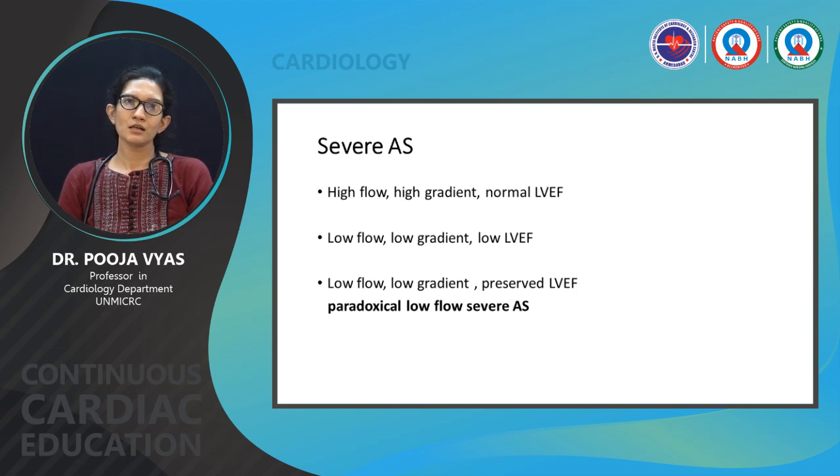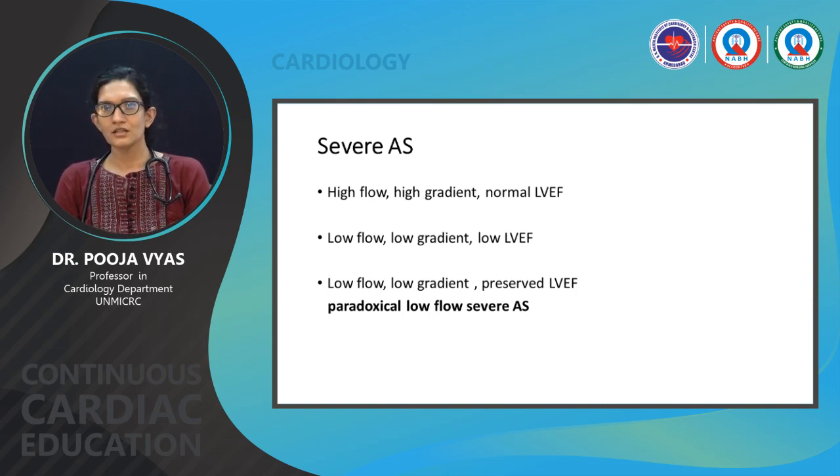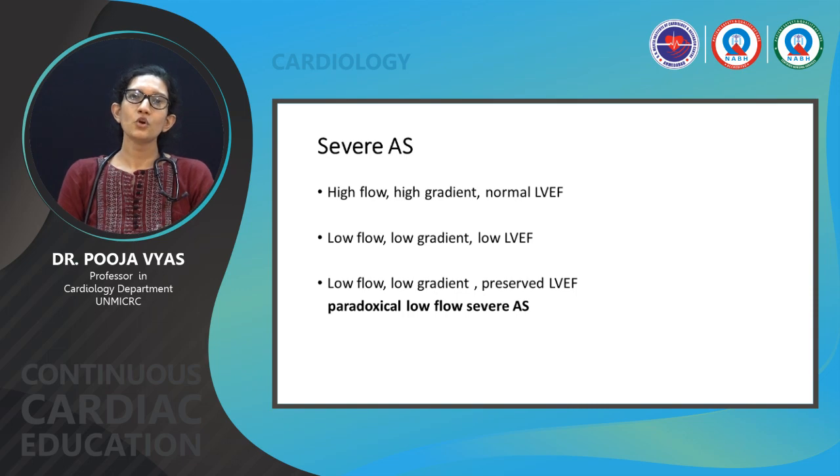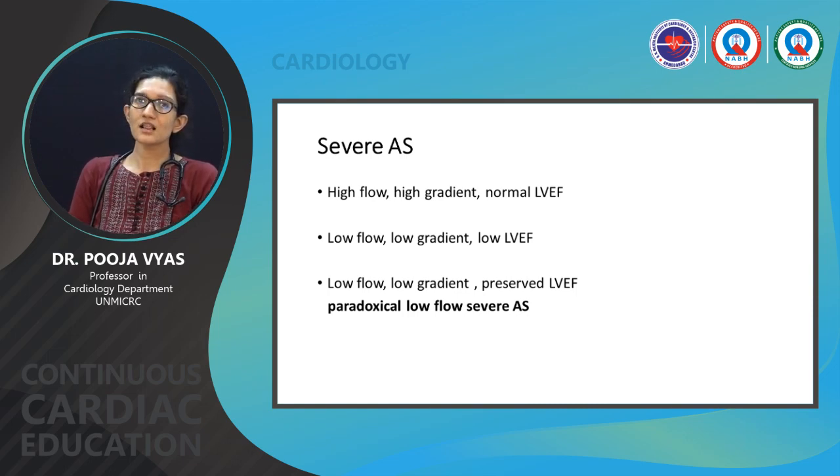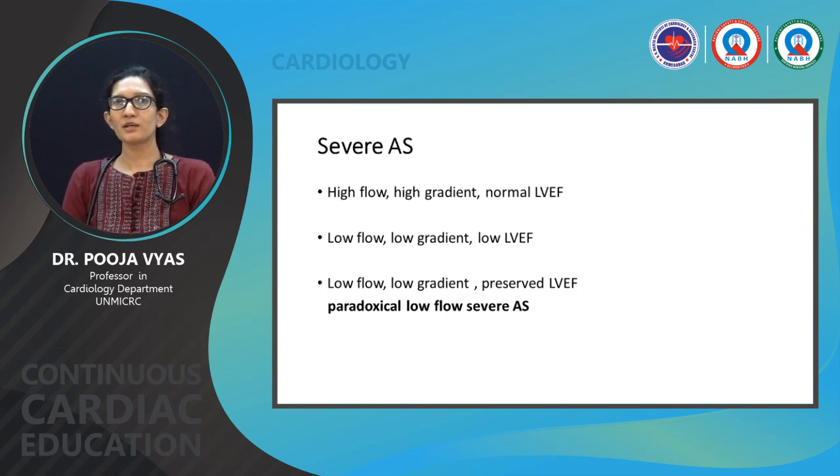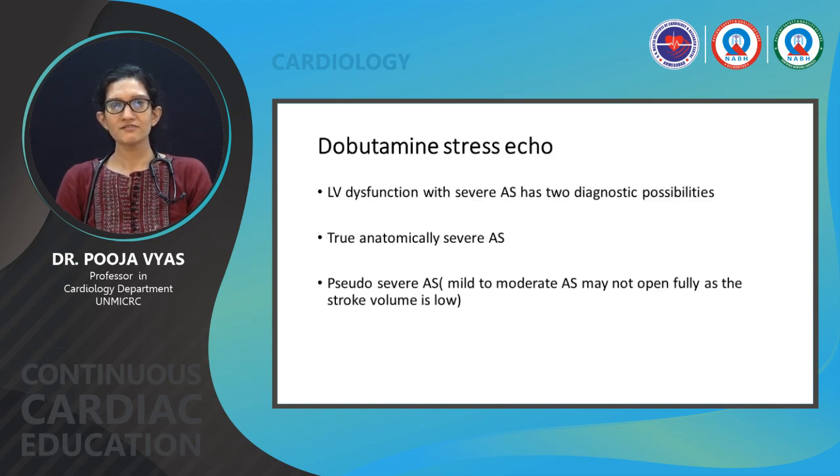That says that severe AS can be high flow, high gradient severe aortic stenosis. Severe AS can be low flow, low gradient with reduced ejection fraction, or severe AS can be paradoxically low flow severe aortic stenosis. Here comes the role of dobutamine stress echo in low flow, low gradient with reduced ejection fraction. So, LV dysfunction with severe aortic stenosis has two diagnostic possibilities.